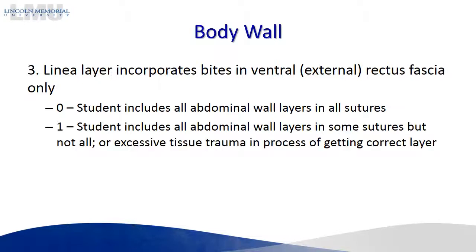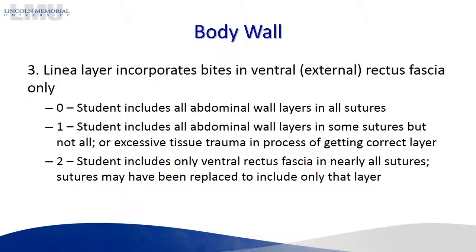A borderline student may include all the abdominal wall layers in some sutures, but in other sutures, they correctly include just that external rectus fascia. Or perhaps they create an excessive amount of tissue trauma in the process of getting that correct layer. You find they're peeling it back, and they're being overly harsh with the tissue and creating a problem that way.